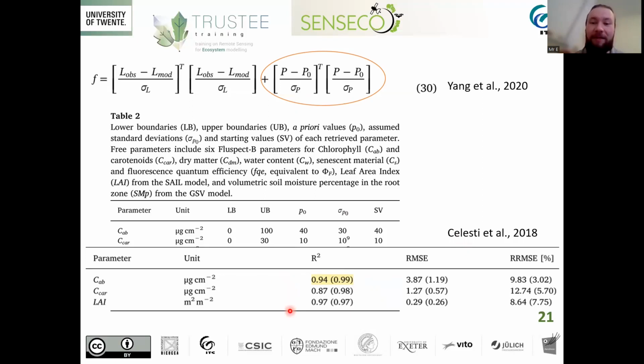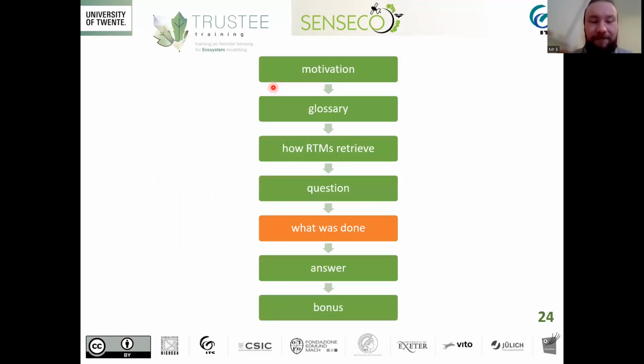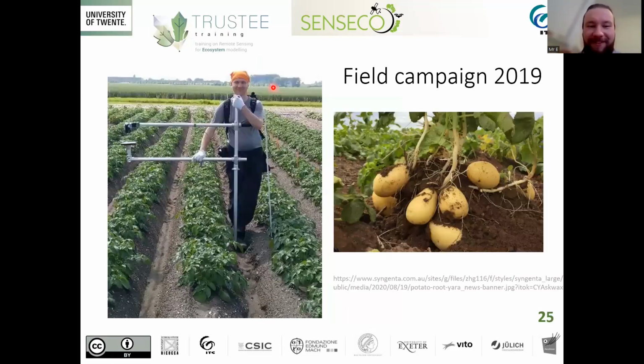But again, whenever you use prior, you are limited to the day when you collected this information, when you measured this information. So what I try to answer in this work is, how bad can retrieval be without a prior? So for that, we went to the field, and I work in the Netherlands, so we went to a potato field.